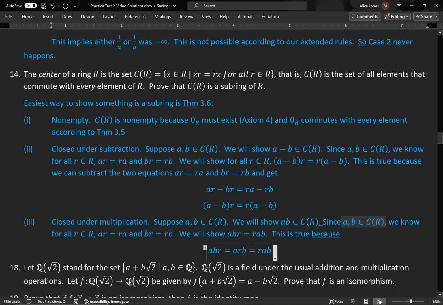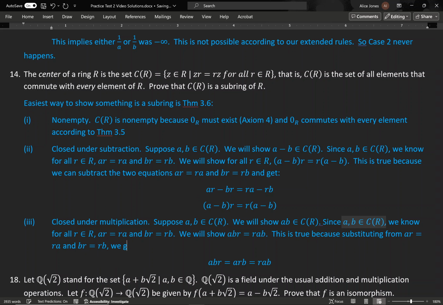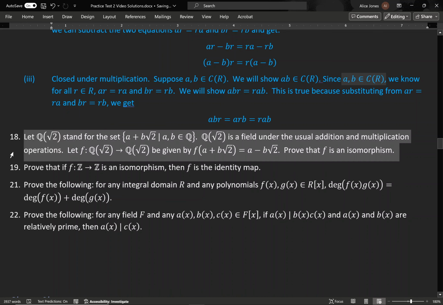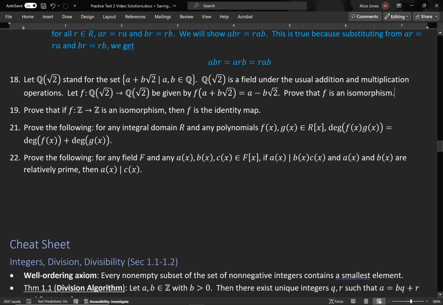And now we have the whole equation, right? So we can use these two equations here, basically substituting from these, and we get this three-part equation down here. Okay, that's pretty much it. Definitely we'll have something like this on the real test. Okay, the next one, number 18, prove that something is an isomorphism. Definitely we'll see one like this on the real test as well.